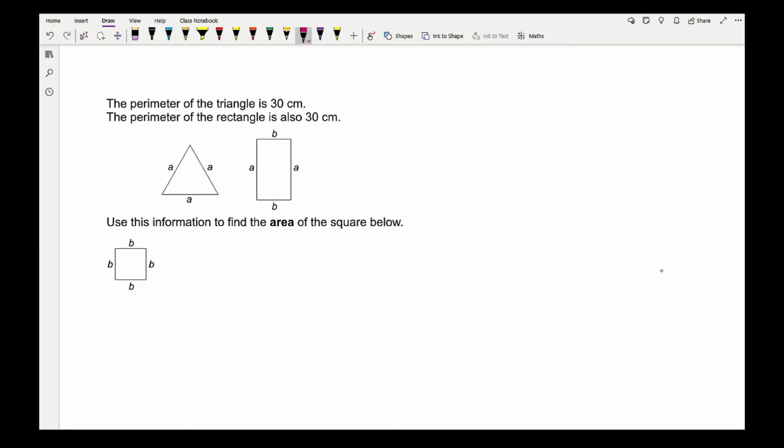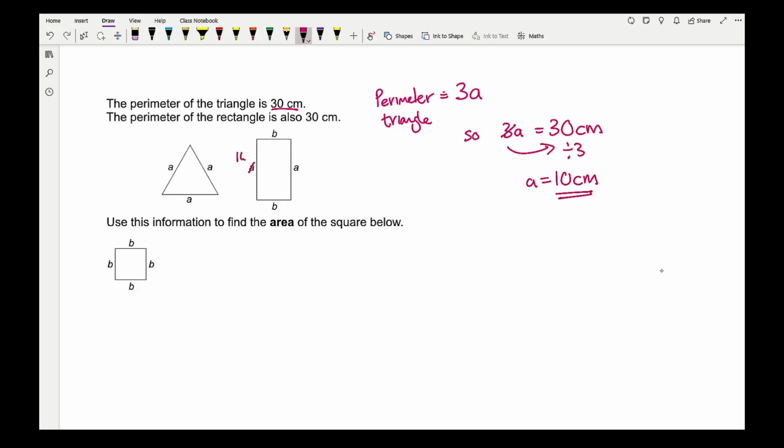So now, in terms of the perimeter of the triangle, looking at collecting like terms, perimeter is just adding all the sides together. That's going to be 3a. So from this, we know that the perimeter of the triangle is going to be 30. So the perimeter of the triangle equals 3a. So 3 lots of a equals 30 centimeters, which therefore means that if I divide by 3, a is going to equal 10 centimeters.